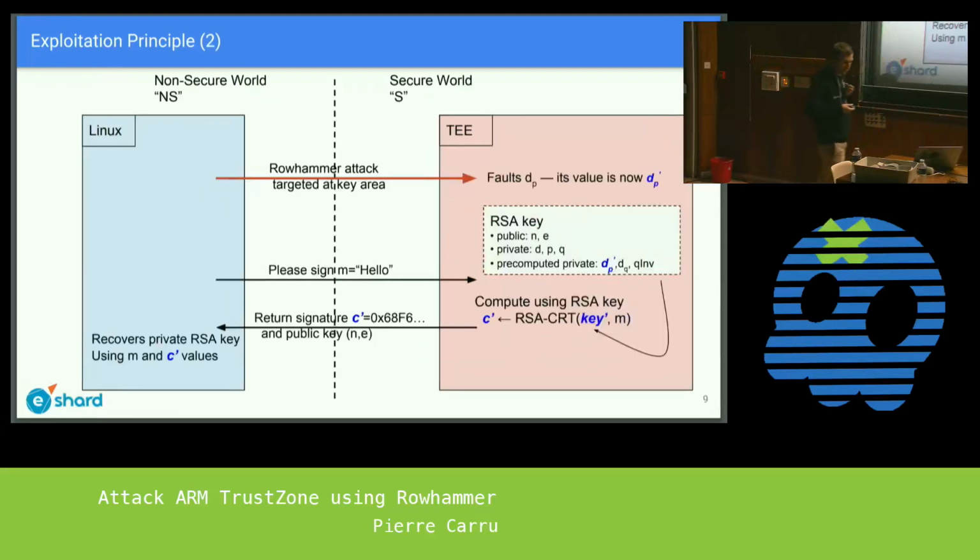What we'll do is we'll do a Rowhammer attack on the memory. It will corrupt some parameters in the keys here. Because of that, the signature will be faulty. It will compute a faulty signature C' instead of a normal one. And we'll get a corrupted, faulty signature, and that will allow us to retrieve the private key using the Bellcore mechanism.